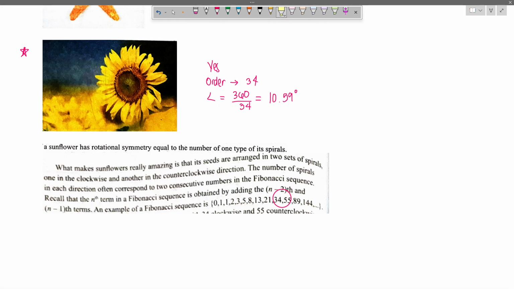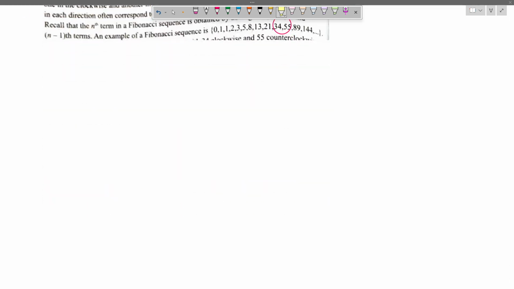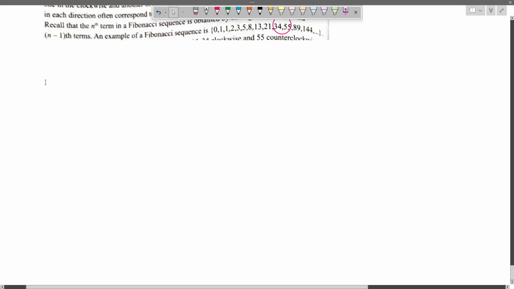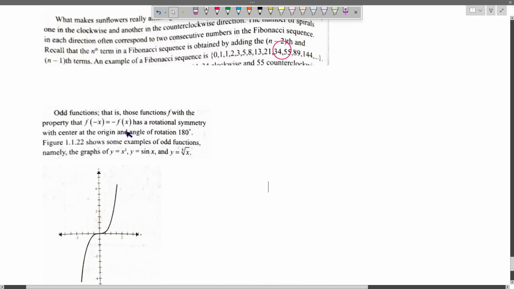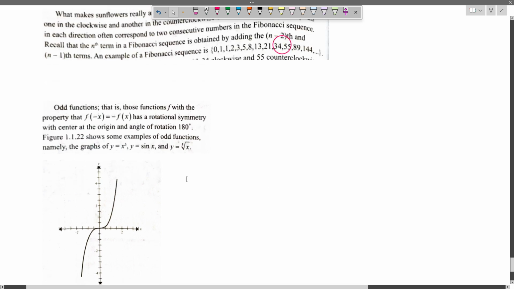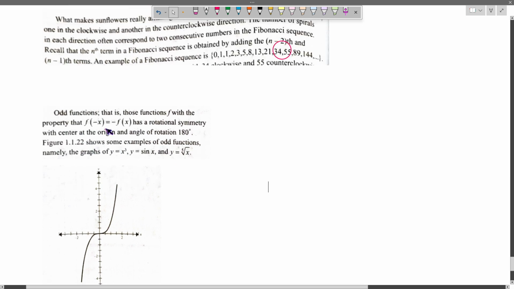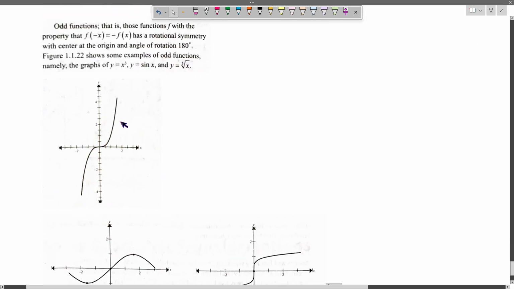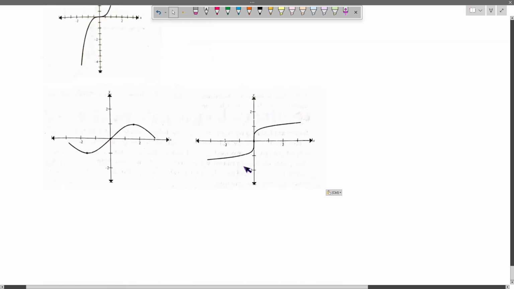And then next, for functions: in reflectional symmetry, we have what we call even functions. For rotational symmetry, we have what we call odd functions. Odd functions are functions that are symmetric with respect to the origin, as you can see here. The angle of rotation is 180 because once we rotate it 180 degrees, we are going to have the exact same image. Same here in these two.